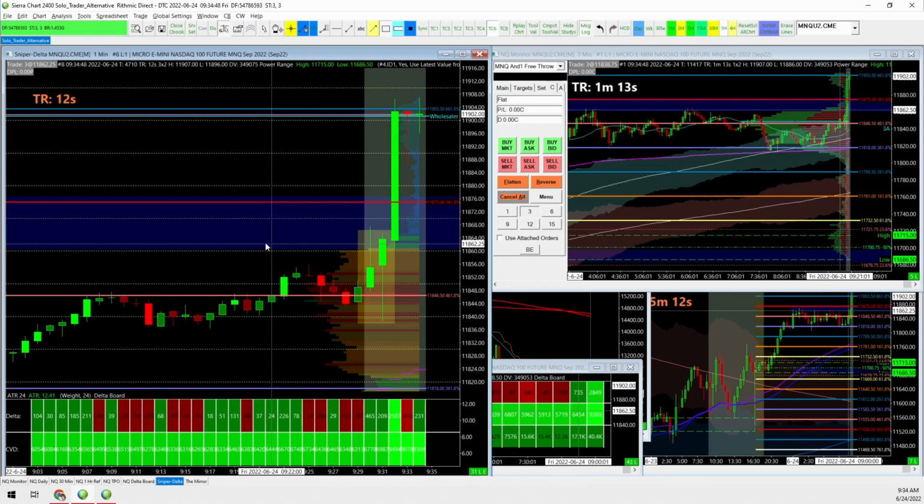So I marked that trigger off as a yellow. It's something I could have taken, but it wasn't the typical thing that I would usually look for.